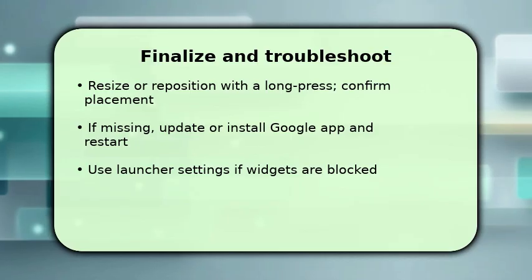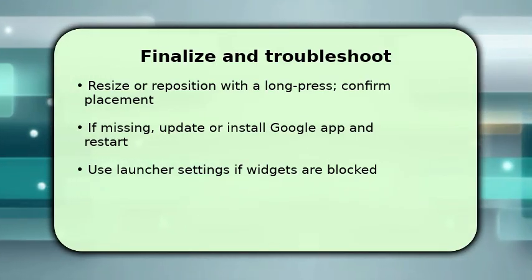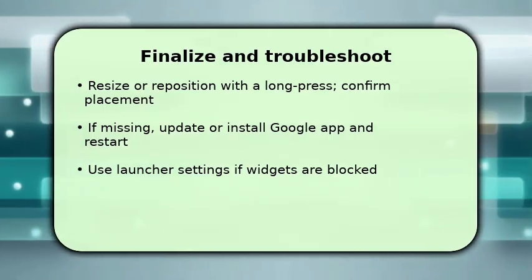If a custom launcher blocks widgets, open launcher settings and enable widgets or switch to a compatible launcher. If nothing works, clear the Google App Cache and try again. This resolves most placement failures quickly.